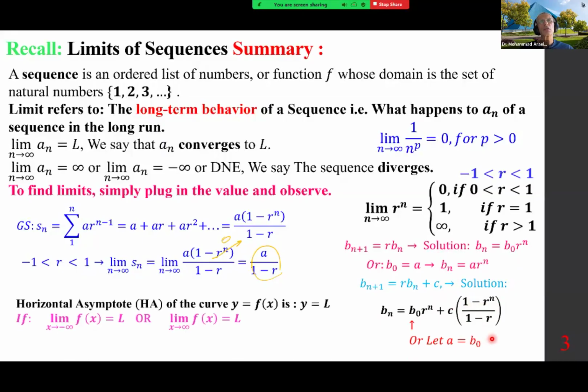Finally, we looked at the horizontal asymptote, or short HA, of the curve y equals f of x is y equals L. If the limit of f of x as x approaches negative infinity is L, or the limit of f of x as x approaches positive infinity is L, in that case, y equals L is the equation of a horizontal asymptote.